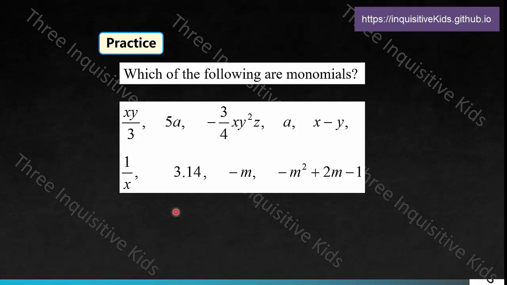So now let's just do some practice. Which of the following are monomials? Pause the video and figure that out yourself on a sheet of paper. Well, the answers are, the first one is a monomial, so is the second one, so is the fourth one, 3.14 is, -m, and that's it.